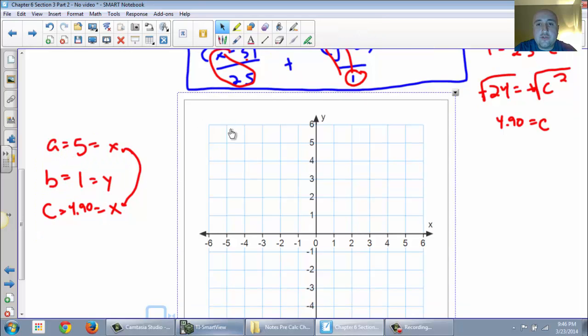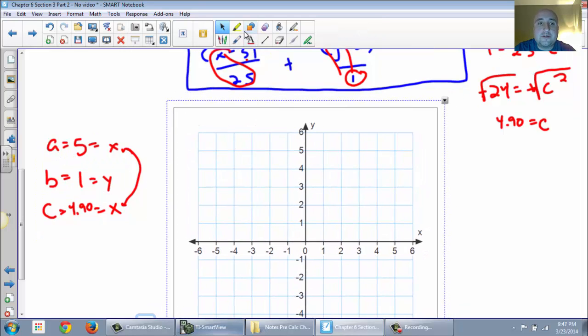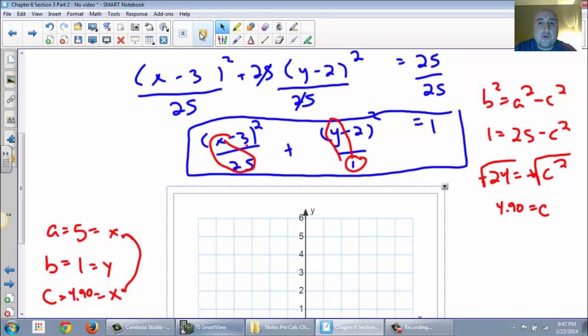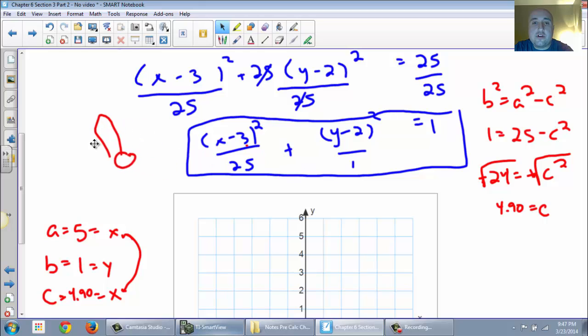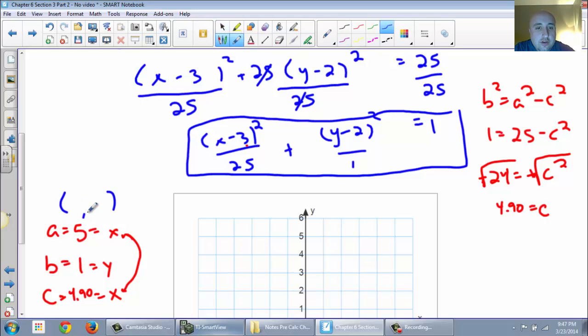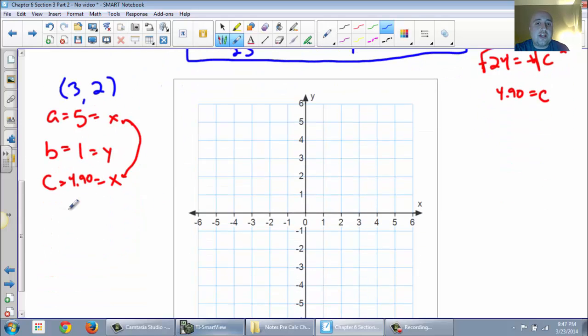All right, now the last thing we have to do is graph. We do have a new center though. So what is our new center? Our center, what is attached to our x? x minus 3, so 3 is my x value. y minus 2, so positive 2 is my y. All of this information here on the left is everything we need to graph. Our center is at 3, 2.